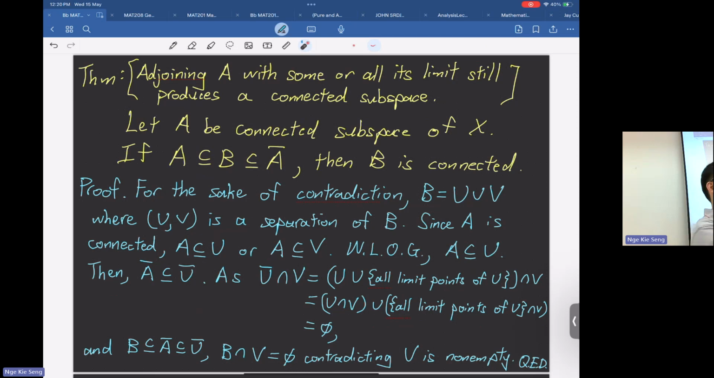So if you want to stay inside A bar, what's the difference? A bar is A plus the limit points of A. So you can imagine B is like adding some of the limit points. Some or all of them, because B could be equal to A bar. So it says that even if you add some limit points back to A, then that space is still connected. It doesn't affect the connectedness. Does it make sense or not?